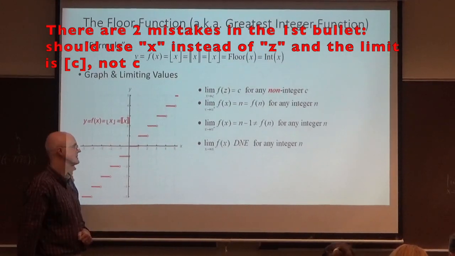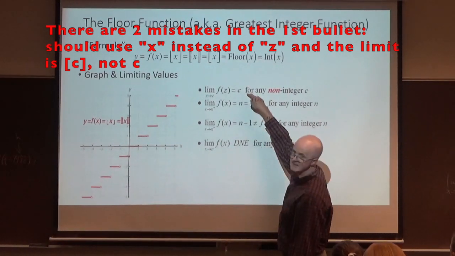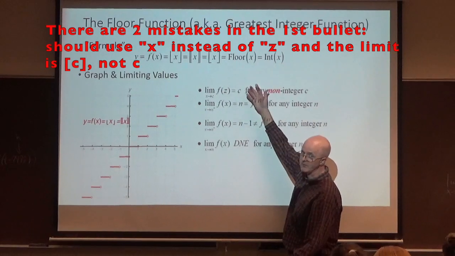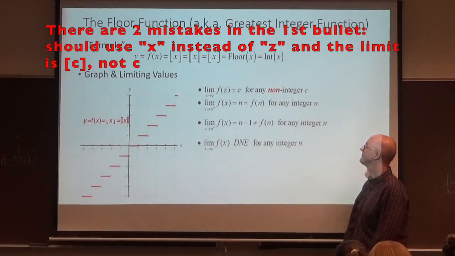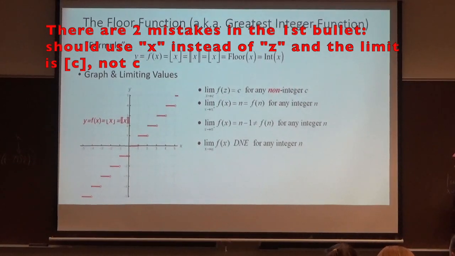And again, there's a typo. This should really be the greatest integer in c, which equals f of c. Okay? So again, kind of a strange function. It's actually more useful than you might guess in certain circumstances.